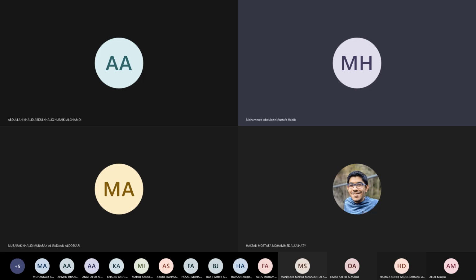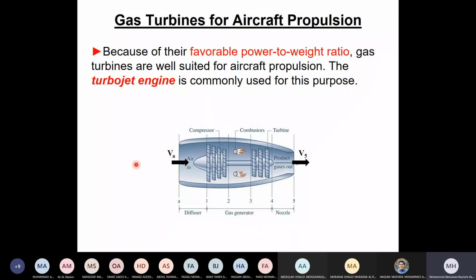Some animations. I hope it's clear to you how gas turbines for aircraft propulsion work. And I'm going to continue now. As we mentioned last time, the air goes first to a diffuser part, then what we call the gas generator, and then we have the nozzle.